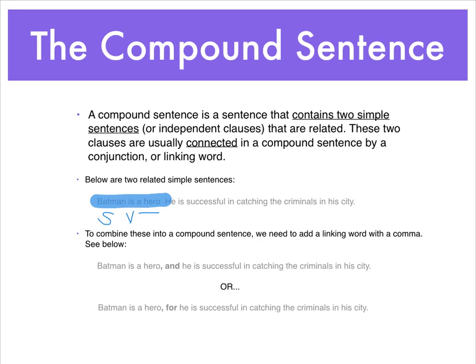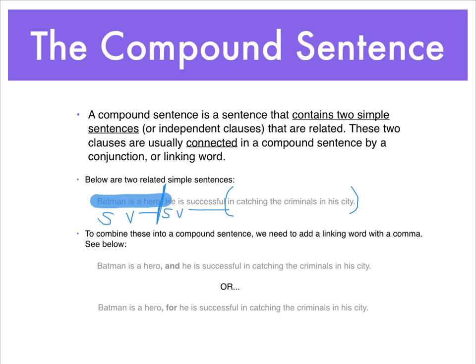The second sentence that follows it is also a complete sentence. He is successful in catching the criminals in his city. We have the subject he and the verb is, and then successful completes the thought. The rest of this sentence is actually just extra information letting us know how he's successful, but that continues to complete the thought. The main point here is that we have two sentences, and right now they are separated.